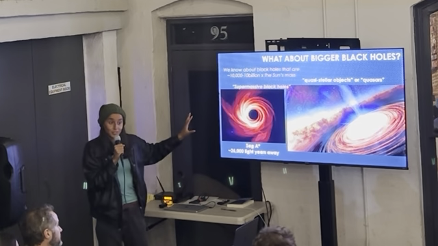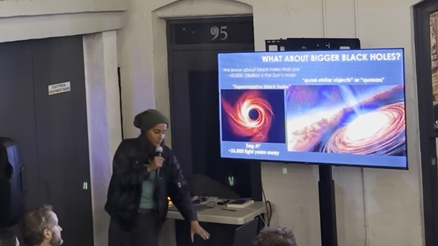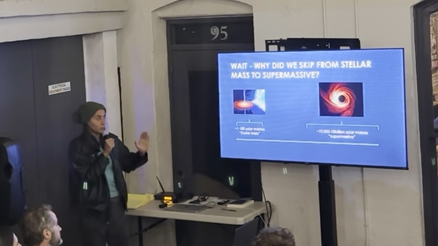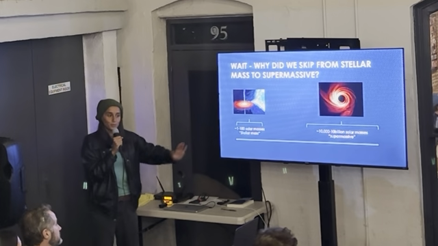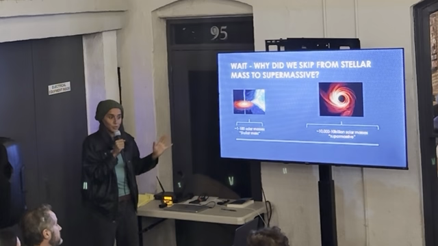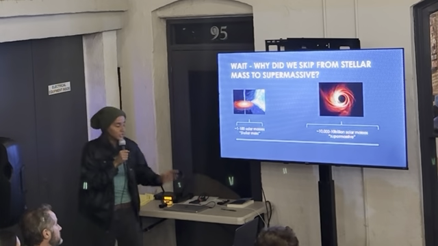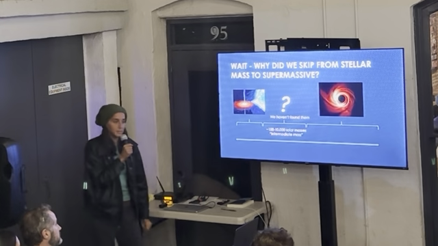So of course, most of this talk is going to be on how they form, but before we do that, you may be wondering, I've skipped from stellar mass to supermassive black holes. We've skipped a handful of orders of magnitude in the middle, so a brief aside on why I did that. It's because we don't actually know what's in the middle.